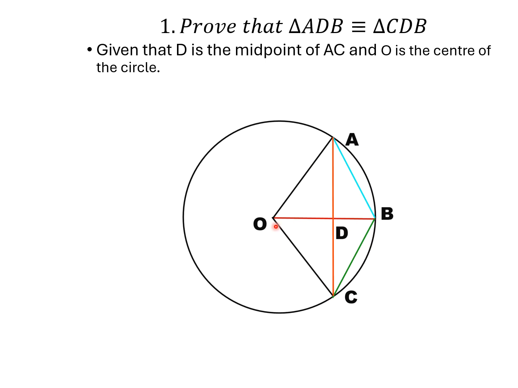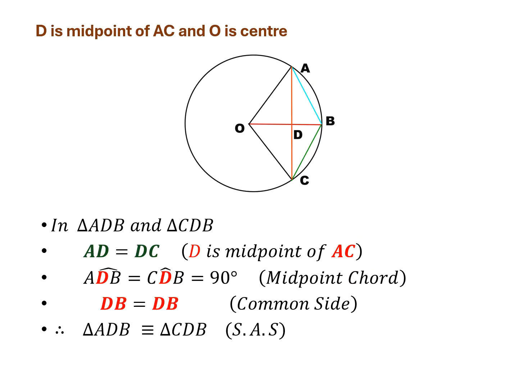O is the center of the circle, so if O is the center of the circle, then OA is a radius, and OC is a radius. Alright, so let's see if we can do congruency. So D is the midpoint of AC, and O is the center, so I can say in triangle ADB and triangle CDB, AD equals DC because D is the midpoint of AC. So AD is the same length as DC.